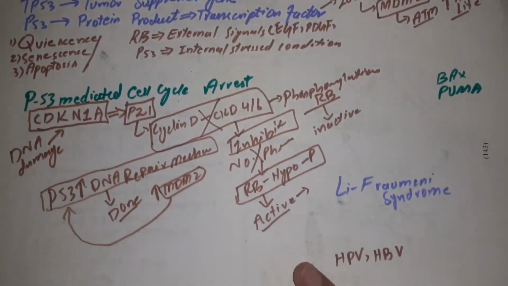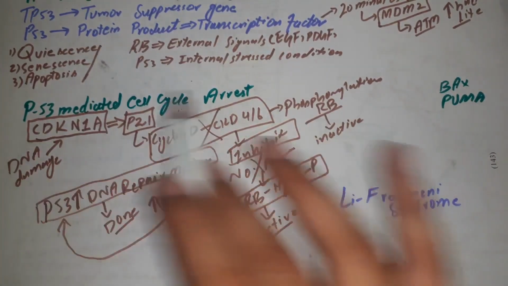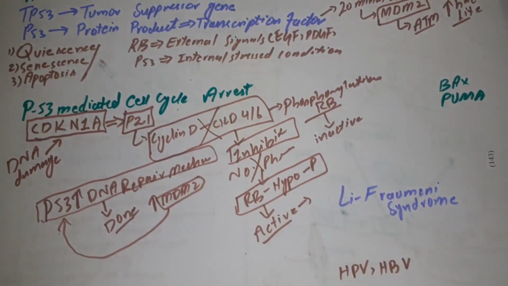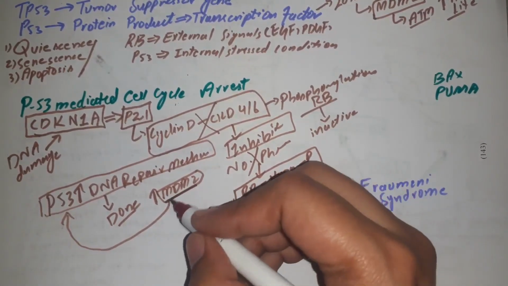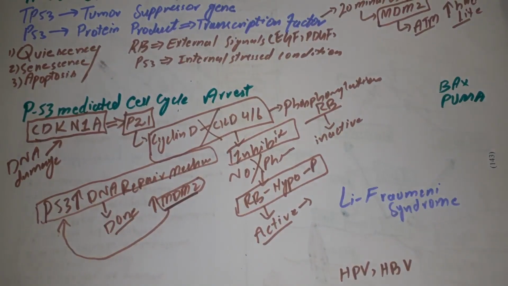Okay, so P53 on one side stopped the cell cycle by interacting with retinoblastoma. On the other hand, it upregulated the DNA repair mechanism. If DNA was repaired, then it upregulated MDM2 protein, and this protein led to the destruction of P53, and everything returned to normal and cells again entered into the cell cycle.